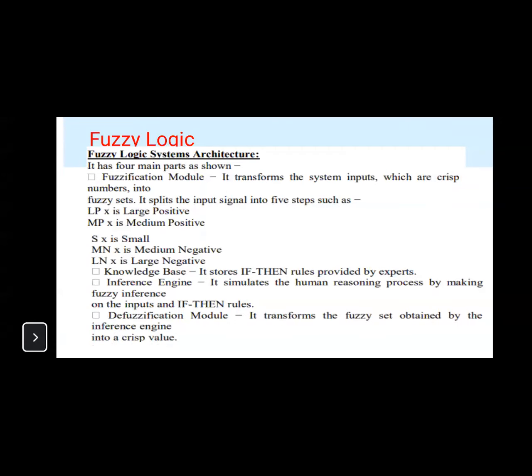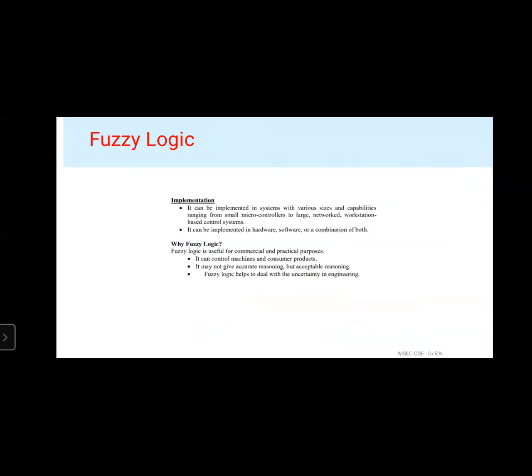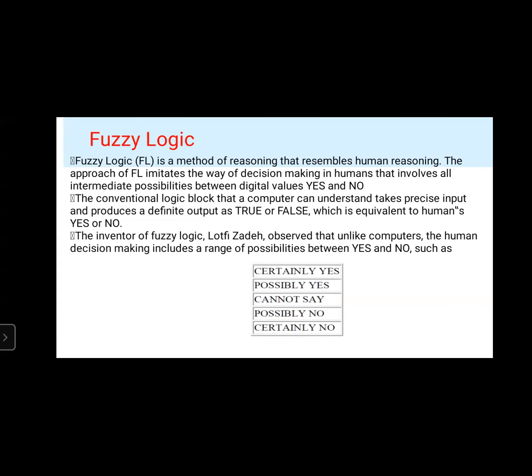Now let us see some more topics here. There is fuzzy logic, right? So this particular fuzzy logic is a method of reasoning that resembles human reasoning. That means, for example, a human being has done something. When you ask him why you have done like this, then he's going to tell some reason. The same way, fuzzy logic is also a method of reasoning that resembles human reasoning. That means how a particular human being reasons or gives reason for something.